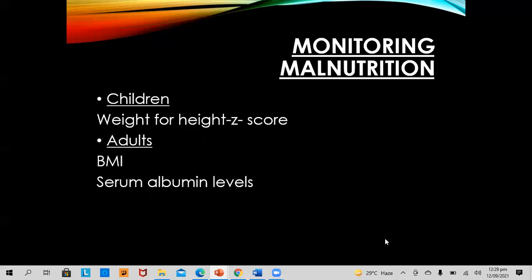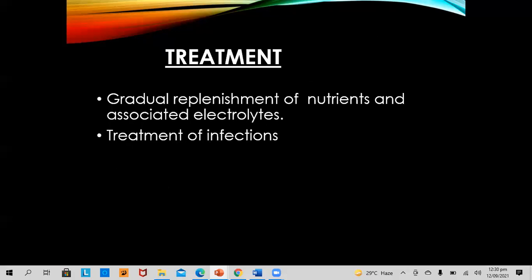Monitoring malnutrition. The easiest way to monitor malnutrition in children is weight for height Z-score, while in adults, we do BMI and serum albumin levels, which are usually low in protein energy malnutrition. The treatment is gradual replenishment of nutrients and associated electrolytes, and treatment of infections.